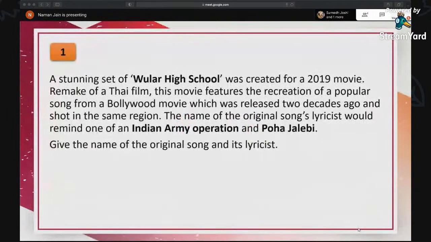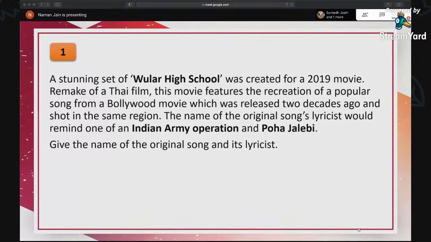A stunning set of Bular High School was created for a 2019 movie, a remake of a Thai film. This movie features the recreation of a popular song from a Bollywood movie. So read this. It features a recreation of a Bollywood song which was released 2 decades ago and shot in the same region. The first bold part is Bular High School, which will give you the region.